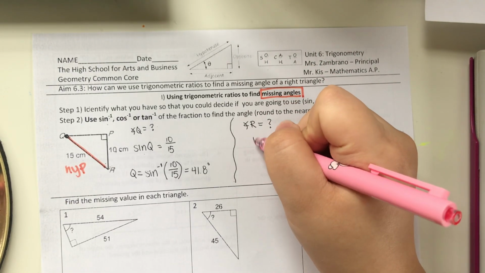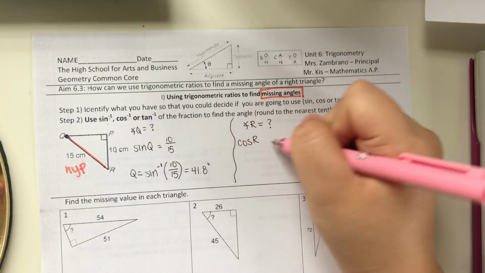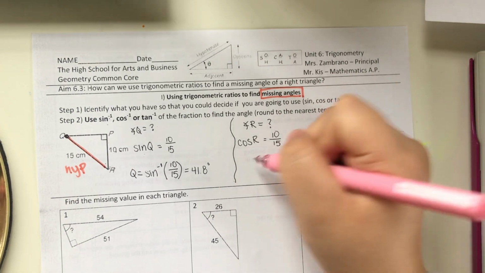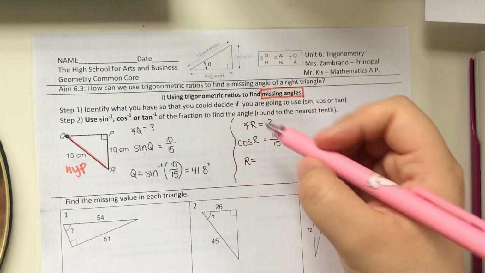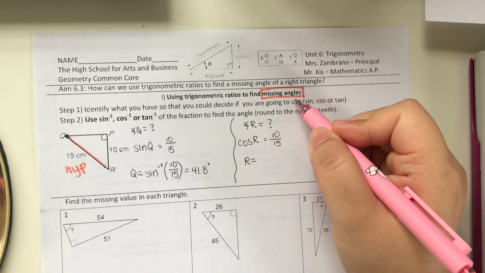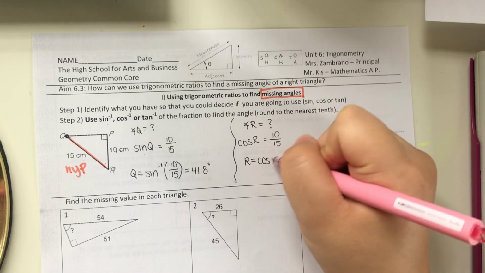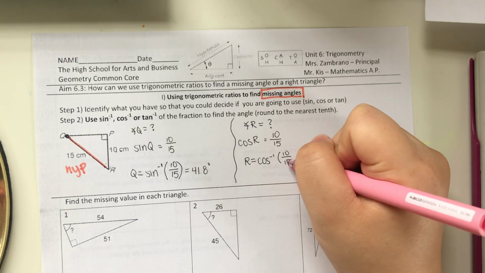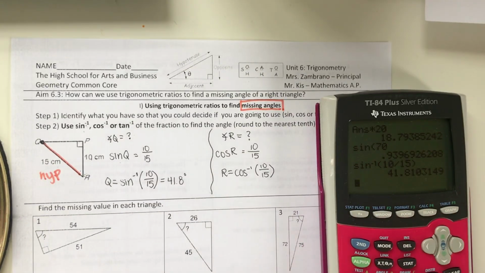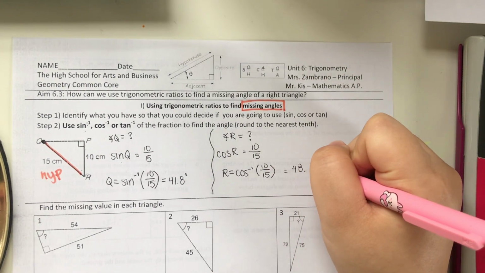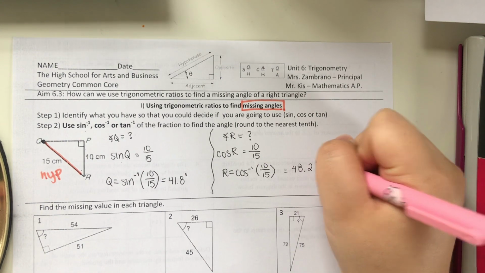So in order for me to find out what angle R is, I need to use cosine. So cosine of angle R is equal to 10 over 15. Remember when we're finding a missing angle, I need to use arc, the little -1 on the top. So this is going to be arc cosine 10 over 15. Okay, so that means second cosine is going to get me the -1 on the top. 10 divided by 15 is going to be equal to 48.18, which is going to be around 48.2 degrees.